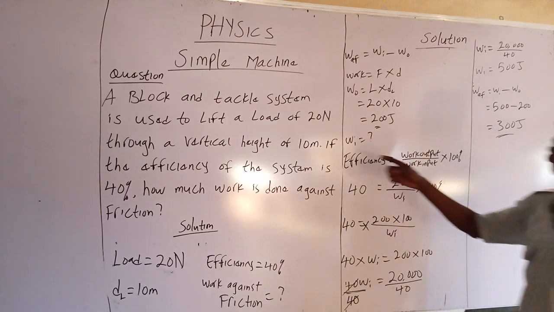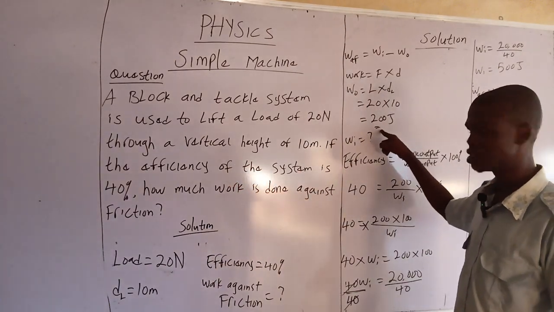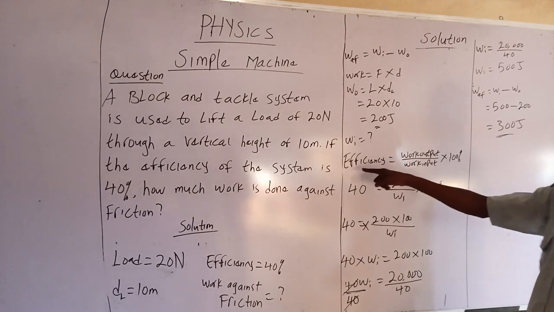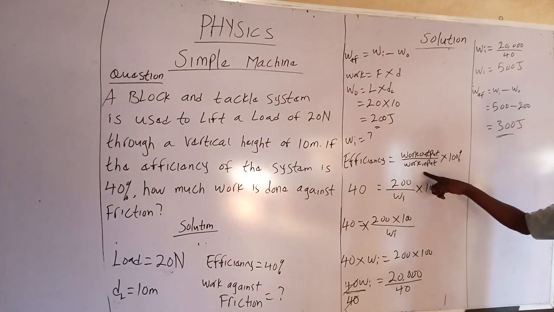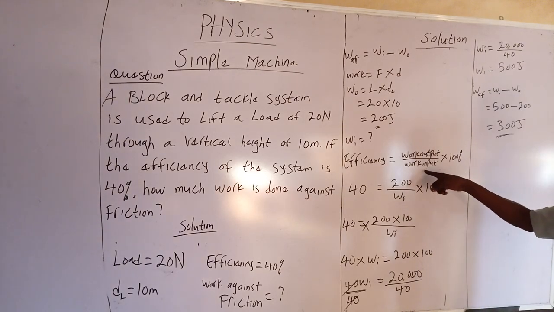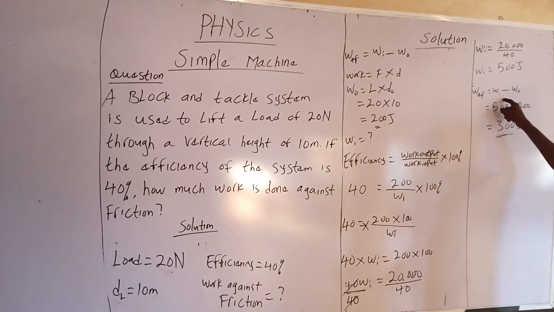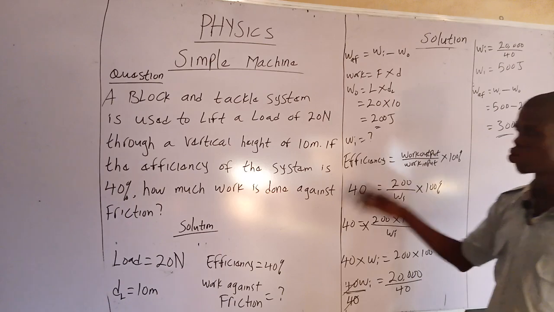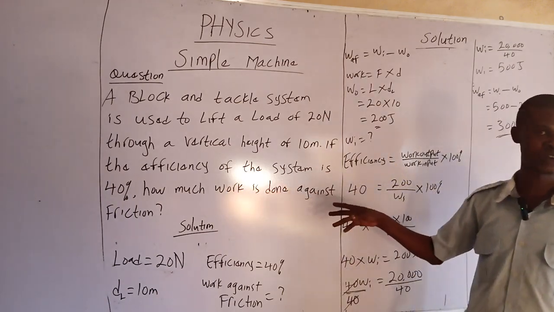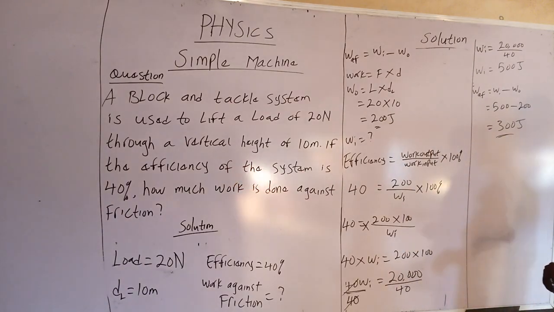So as you can see, we have our load, we have established our work output. When we establish our work output, we return it to the formula which connects efficiency, work output, and work input, so we are able to get our value of work input. Then we can do our subtraction from here. You can try to use this method in solving questions related to work done against friction in machines. So you can see how easy it actually looks.